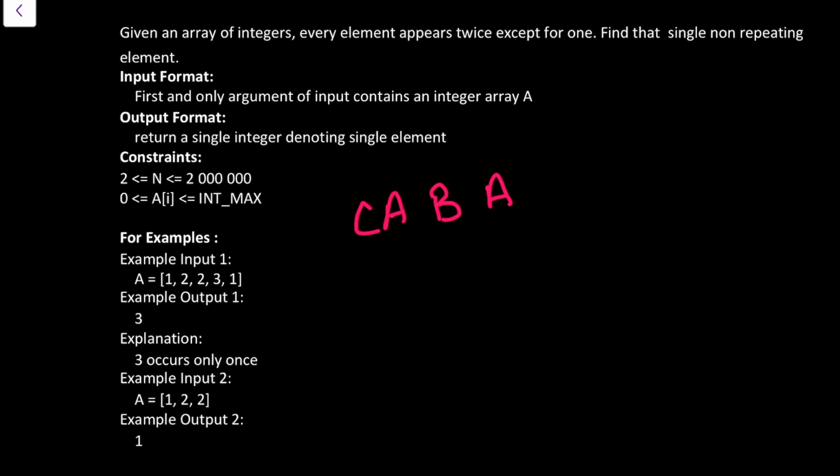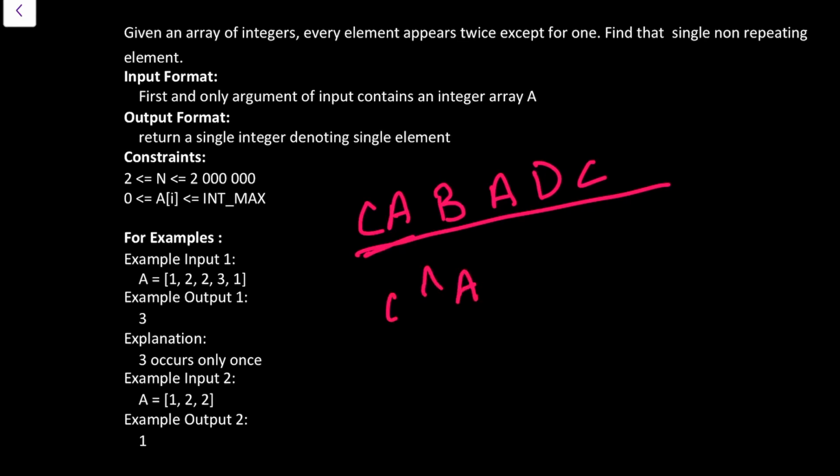For generality, let us put D here and then C outside, so it will become better. So what we'll do is that we'll first do XOR. We find XOR of all the elements, right? That is C XOR A XOR B XOR A XOR D XOR C, right? What should be the answer?